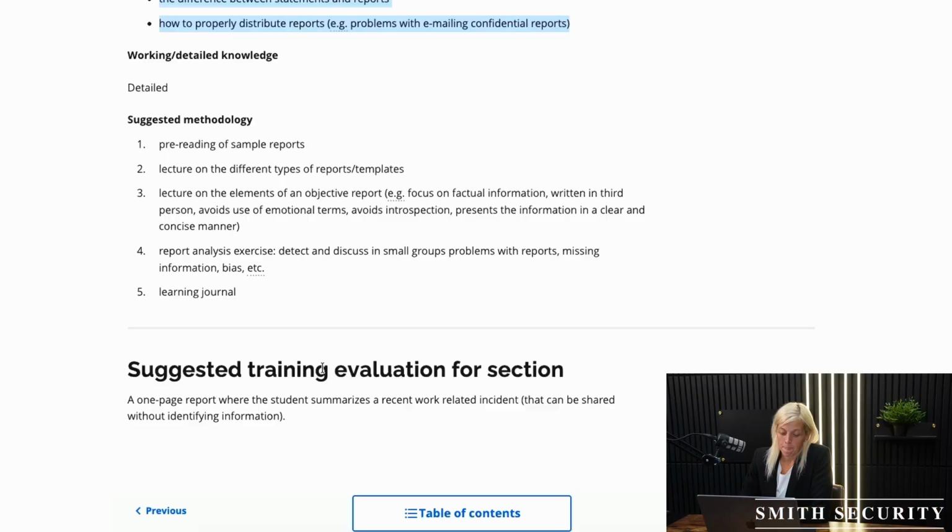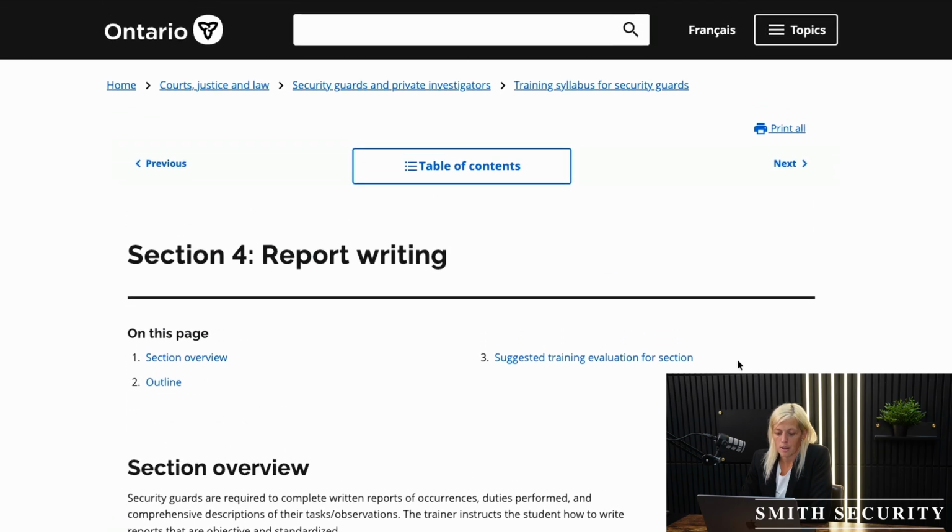But regardless, you need to make sure that you are trained properly and really understand how to write a good report, so that if it gets scrutinized and it's in court, it holds up and doesn't hurt you, but helps the situation. So, here at the end, you're going to have to do a 1-page report and basically show us that you learned that skill set. So that is the breakdown of this section for the Ontario Security Guard training syllabus.